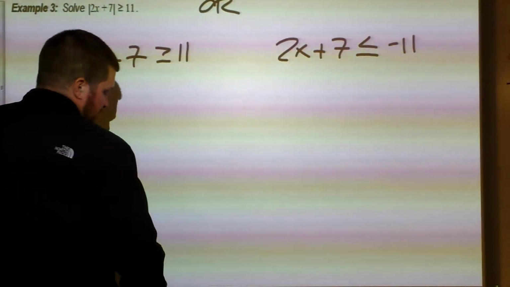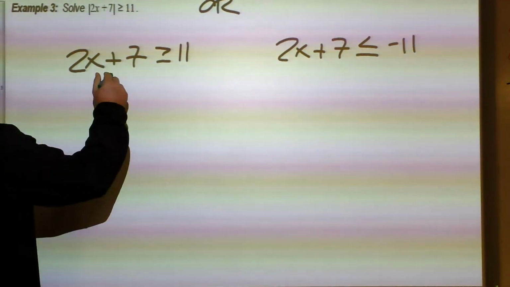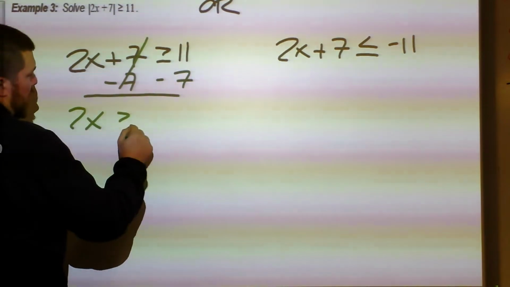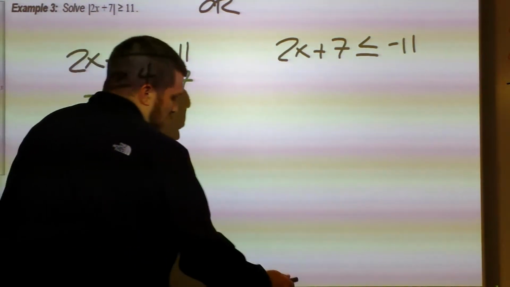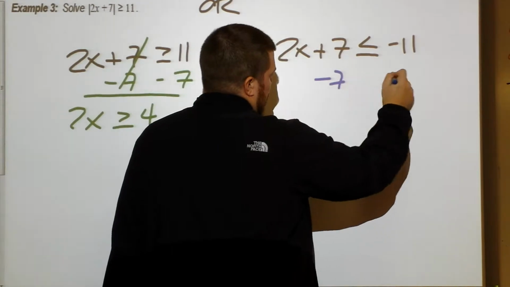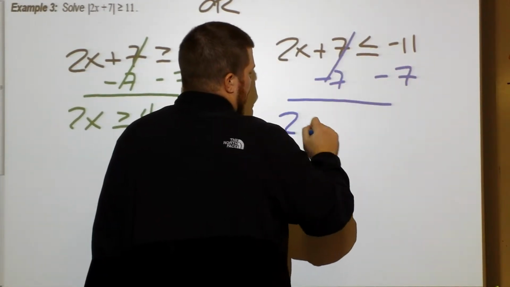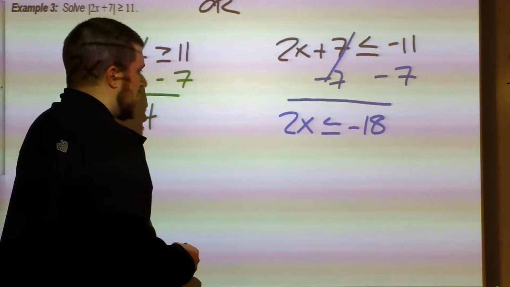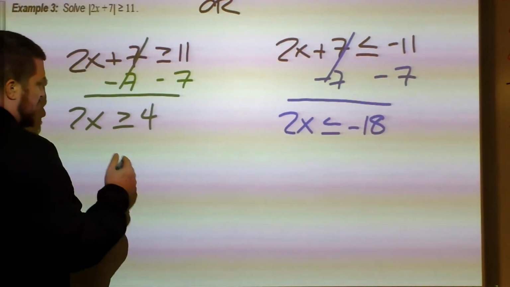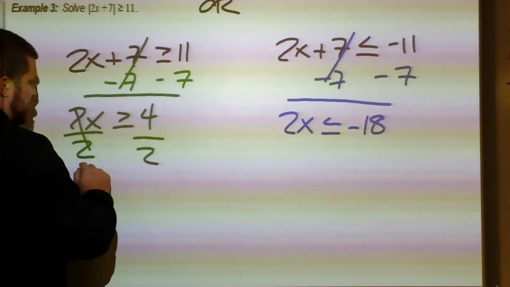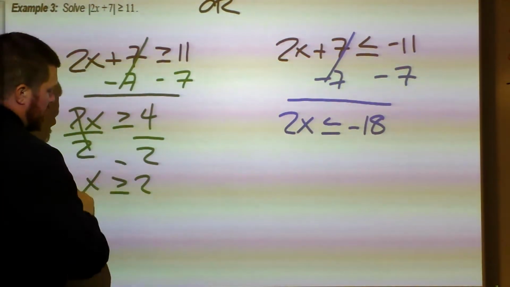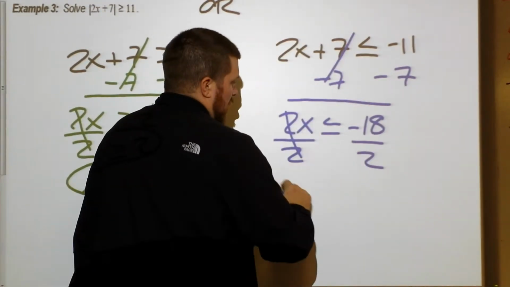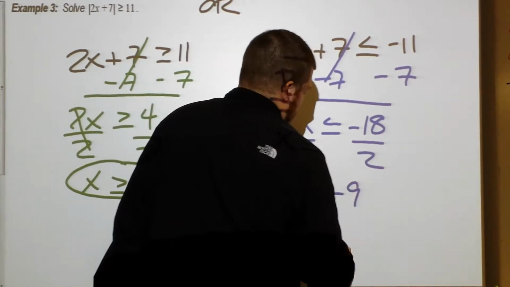So now what we want to do is solve them individually. So minus 7 on both sides. So 2x is greater than or equal to 4. Or minus 7 on both sides. 2x is less than or equal to negative 18. Okay, and now we're going to get x by itself on both sides by dividing by 2. So x is greater than or equal to 2. That's one of my solutions. And divided by 2 for the other inequality as well. So x is less than or equal to negative 9.